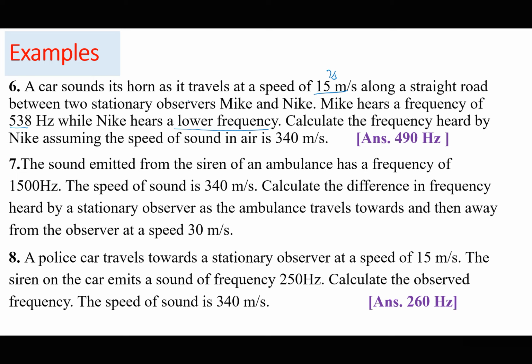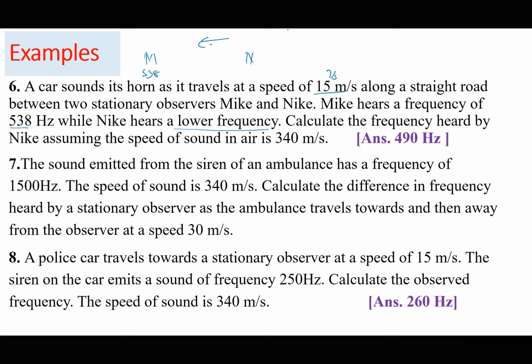A car sounds its horn as it travels along a straight road between two stationary observers. So let's say we have Mike here and we have Nick here. And they said Mike hears a frequency of 538, while Nick hears a lower frequency. So the direction of motion is in this direction, moving towards Mike and away from Nick. Calculate the frequency heard by Nick, assume that the speed of sound in air is 340.